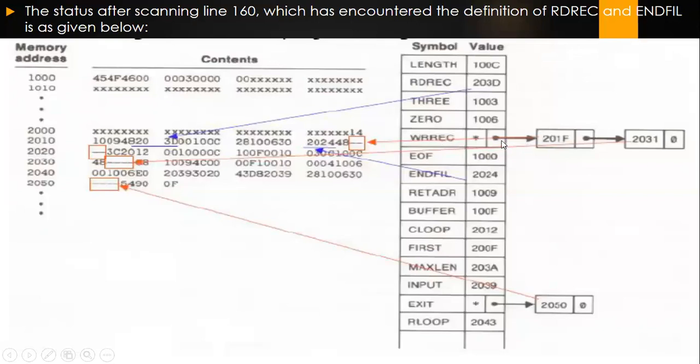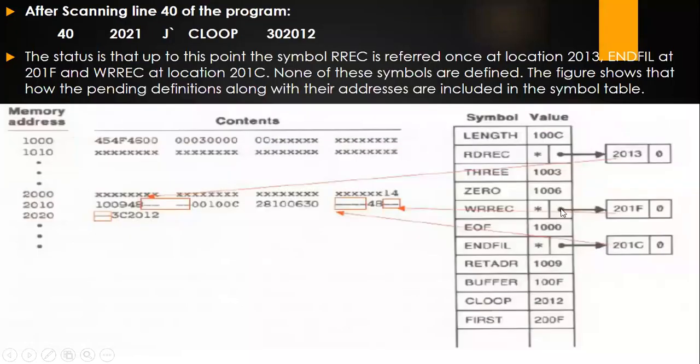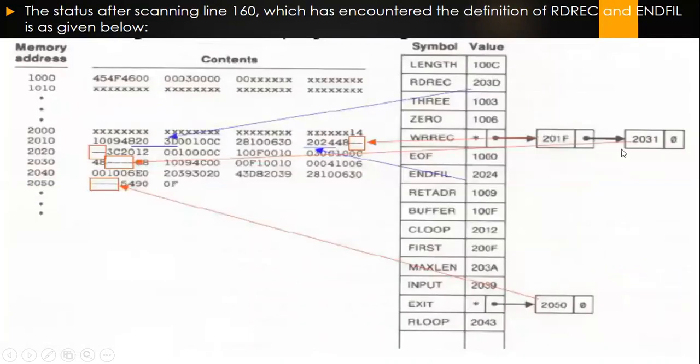According to this slide, write record was used only in this location, 201F. But when you are moving towards 160, twice you are using this write record. And later one more we are using, that is exit. We have exit, but up to line number 160 we don't have any information regarding the exit. That exit is used in 2050.